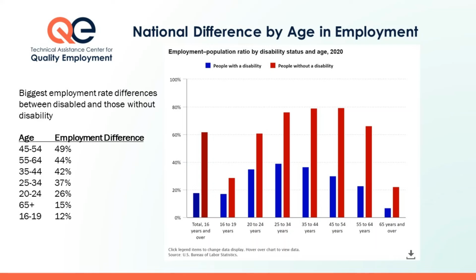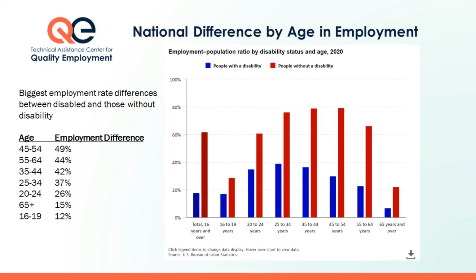The biggest gap in employment between those without disabilities and disabled populations is later career, in the bracket between workers who are 45 to 54 years old, where there is an astonishing 50% difference in employment between people who have a disability and those that don't. The most senior workers, 55 to 64, exhibit a 44% difference in employment between people who are disabled and those who are not disabled. The youngest workers, 16 to 19, show the lowest gap in employment difference.